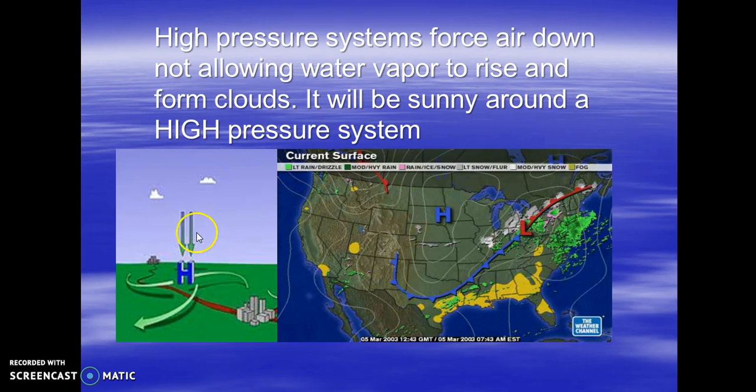Water vapor can't rise to form clouds. When it can't rise to form clouds, it won't form rain. So around a high pressure system, it's going to be sunny. Right, what's underlined?